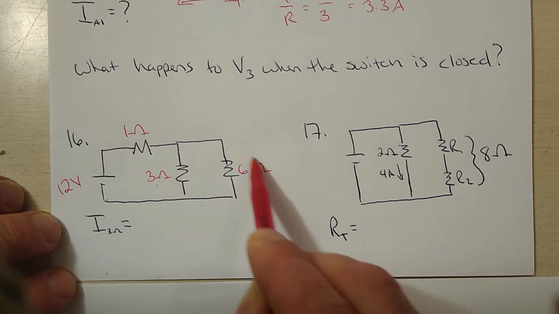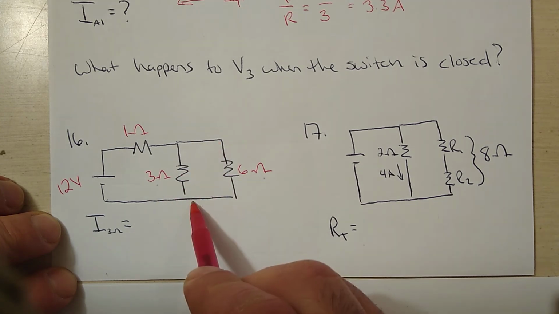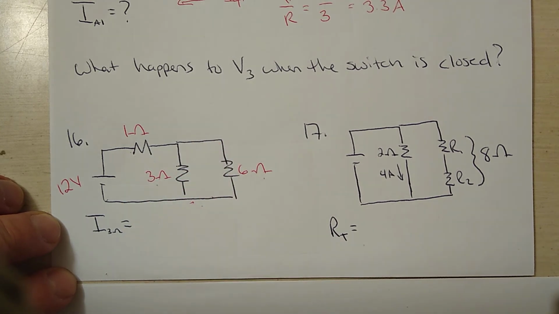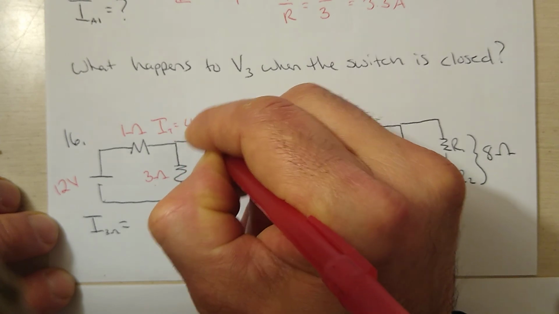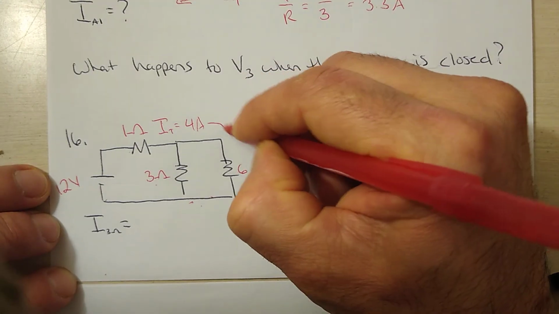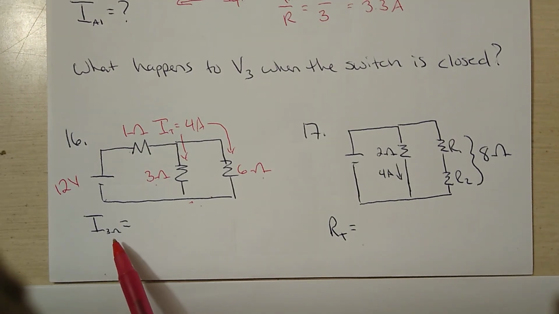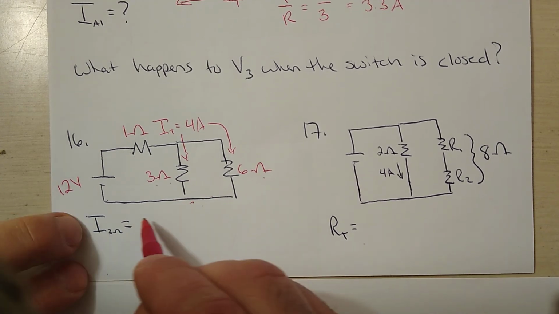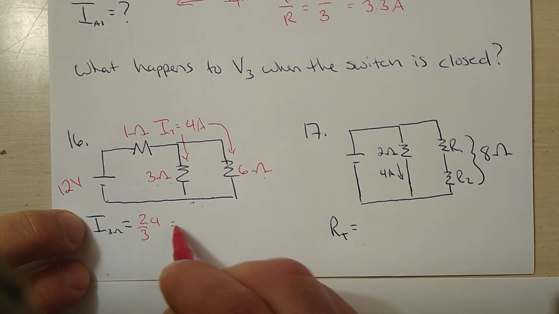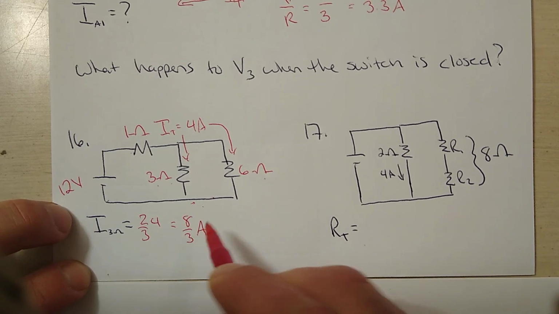Okay, so here we have an effective resistance of 2, and 2 added to the 1, we have an effective resistance of 3. And so my total current is 4 amps, right? And so some of that goes down this way and some of that goes down this way. This is going to get 2/3 of that current, and 2/3 of 4 is 8/3 amps.